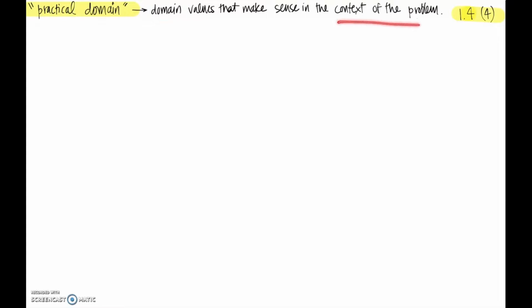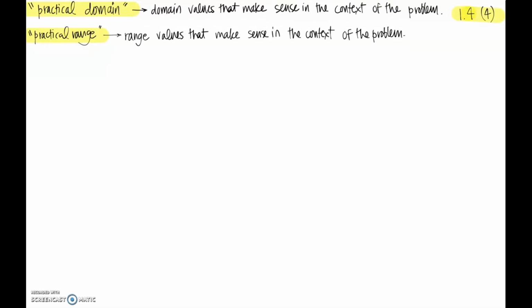So we don't want to leave this section without talking about a few terms that come up. And the first one that I want to talk about is practical domain. We know that the domain of a function is the set of all inputs into the function. And when we use the phrase practical domain, it's going to mean the domain values that make sense in the context of the problem, of whatever situation, whatever function we're talking about. Similarly, for practical range, again, the range of a function are the output values of the function. So the practical range is the set of range values that makes sense in the context of the problem or the context of the function.